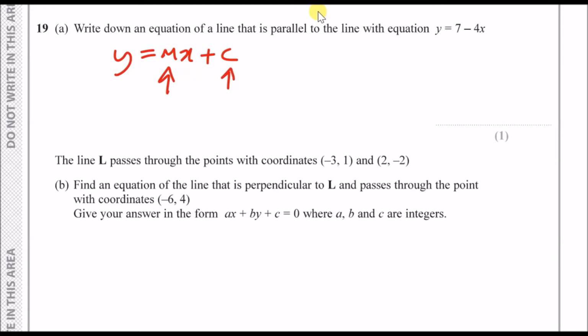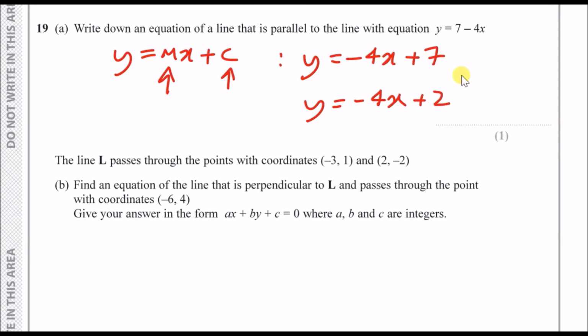Now to get the same gradient, if you look at this equation, let's rewrite this in that form. So we're going to have y equals minus 4x plus 7. So same gradient means the m value is the same. Check. So we're going to have y equals minus 4x. And now all you need is a different y-intercept. So for example, we can say plus 2 or even minus 3 or anything is good. So this is just one example.